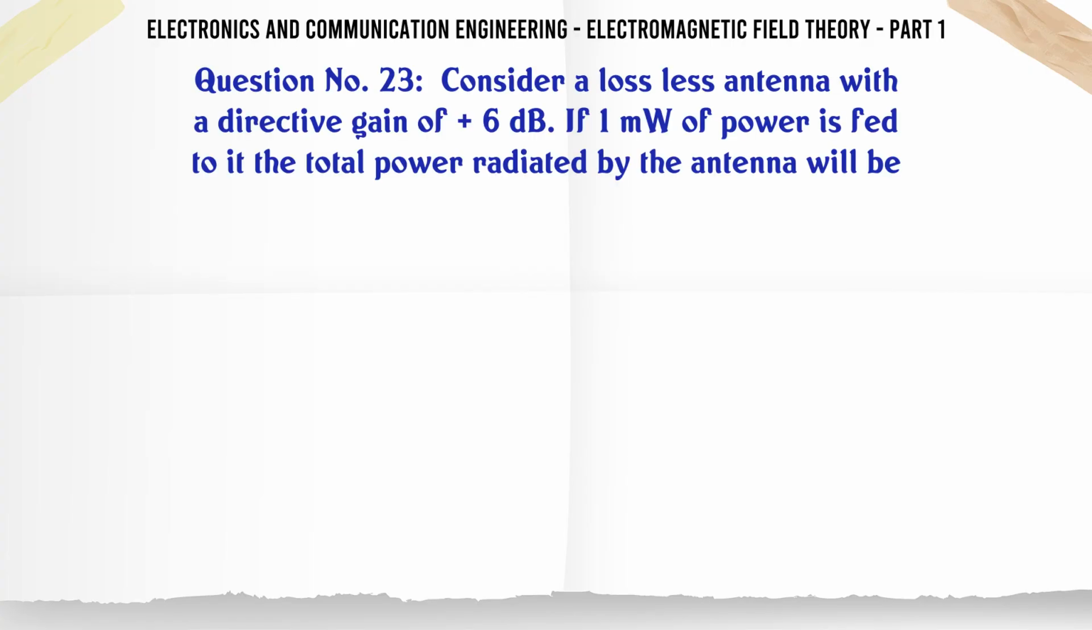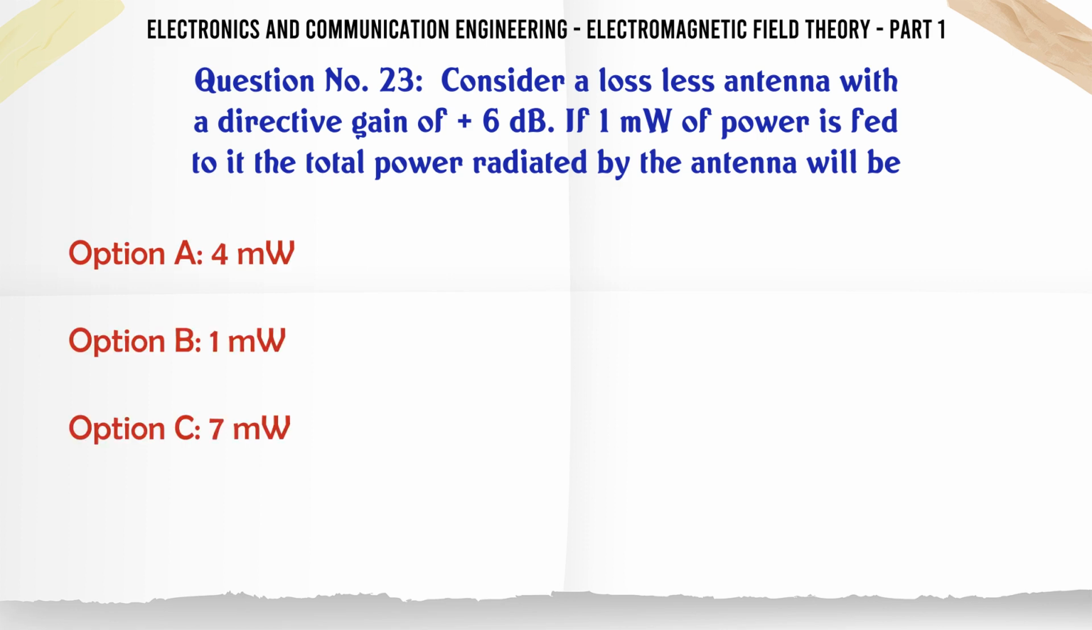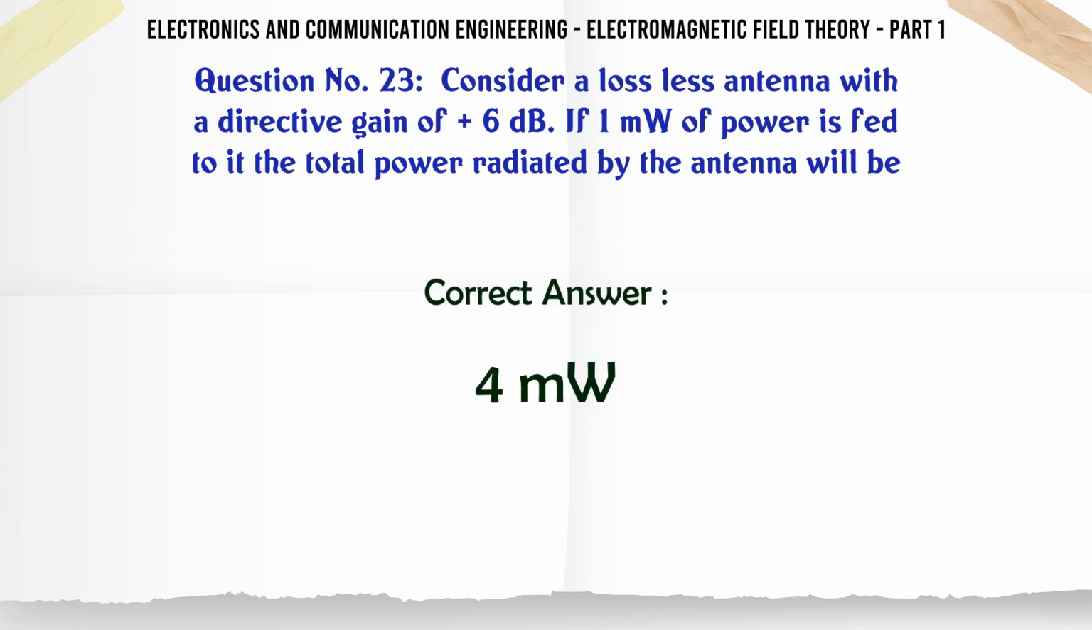Consider a lossless antenna with a directive gain of 6 dB. If 1 megawatt of power is fed to it, the total power radiated by the antenna will be: A, 4 megawatt; B, 1 megawatt; C, 7 megawatt; D, 14 megawatt. The correct answer is 4 megawatt.